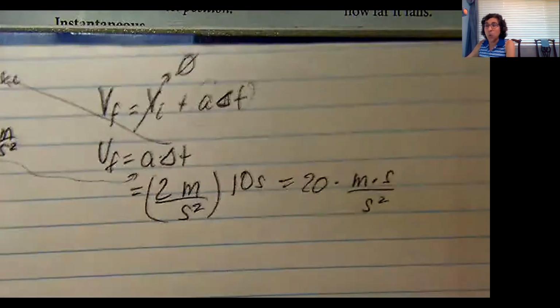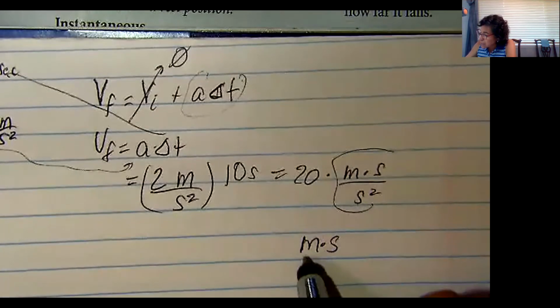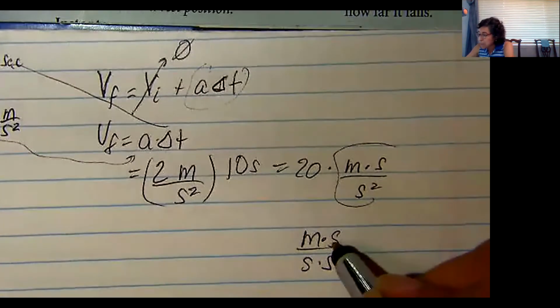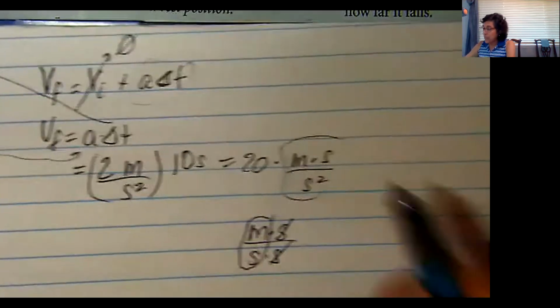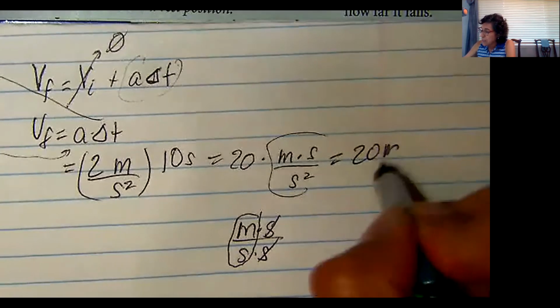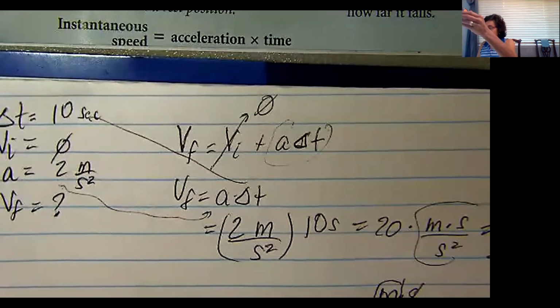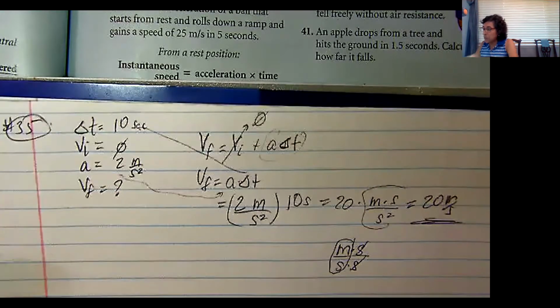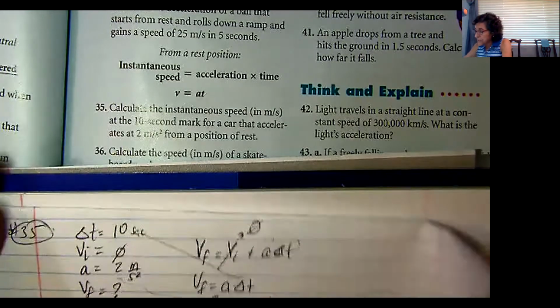All right, so I know it's 20. So let's look at this part right here. I have meters times seconds all over seconds times seconds. Now I can see that one of my seconds cancels out, and I end up with just meters per second. So this is equal to 20 meters per second. And there's my answer, and that's for number 35. Okay, so I'm going over problems, but I have to explain the equations so you know exactly how to use them. All right, let's look at number 36, which should look very similar.